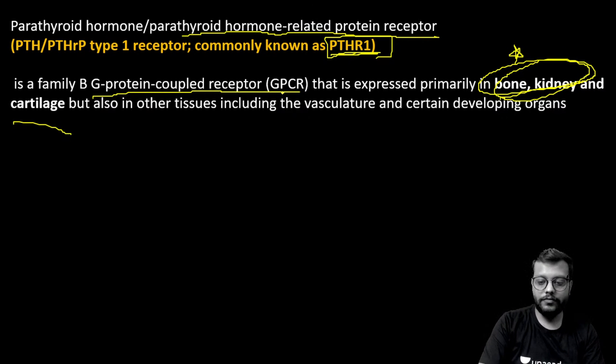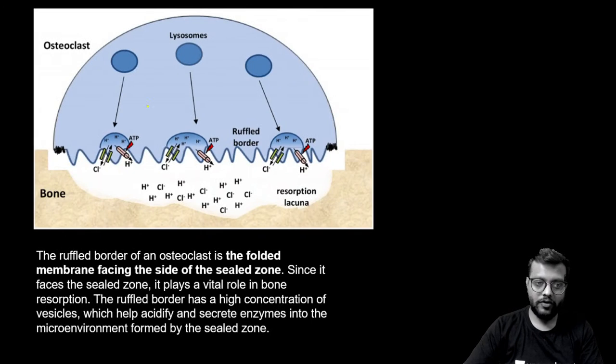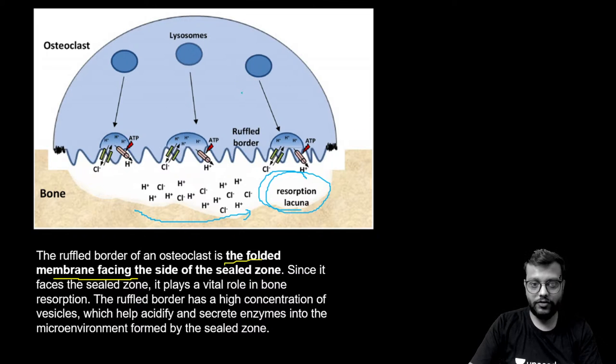Okay, so this is about parathormone, and here you can see the ruffled border, which is folded plasma membrane facing towards the bone. Here is the bone resorption, this is the lacuna of the bone where bone resorption is occurring. Okay, so here the ruffled border has a high concentration of vesicles, and these secrete enzymes which do bone resorption, and this is called the sealed border or the sealed zone.